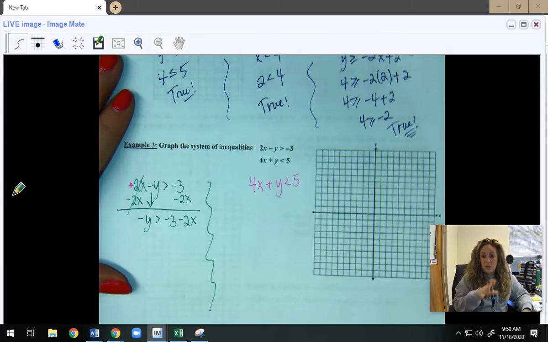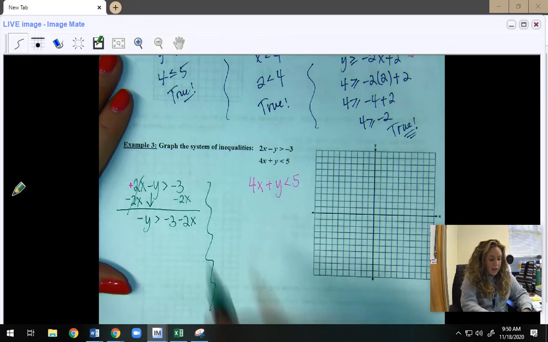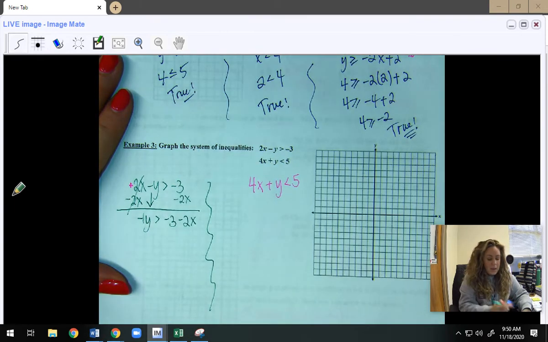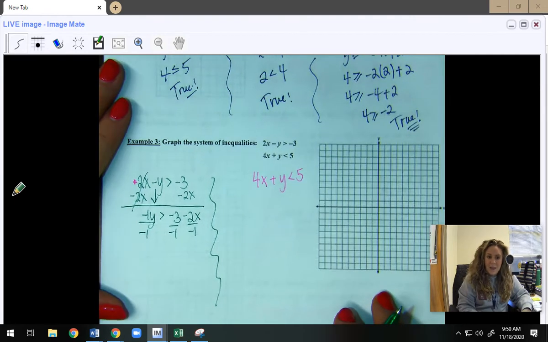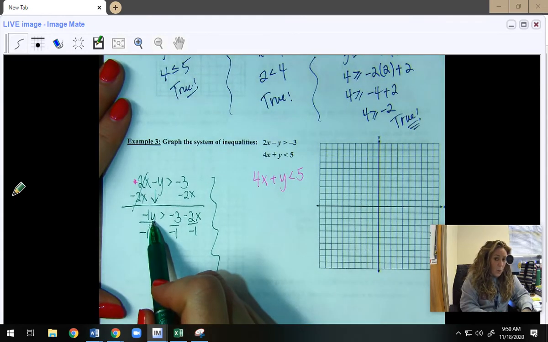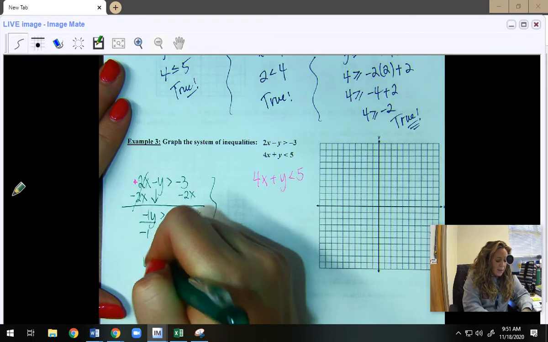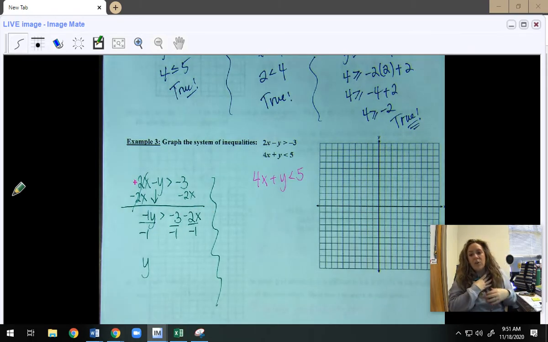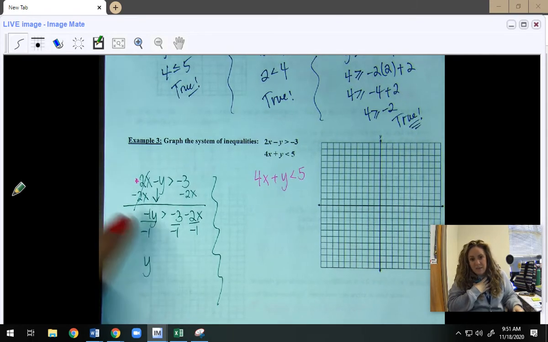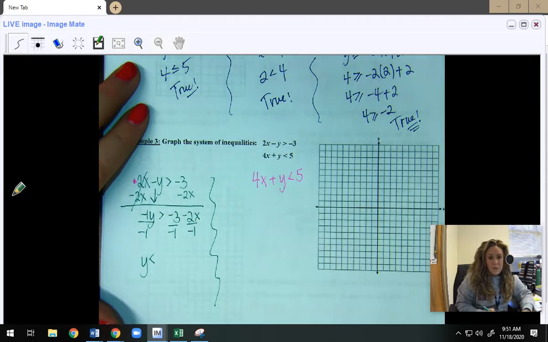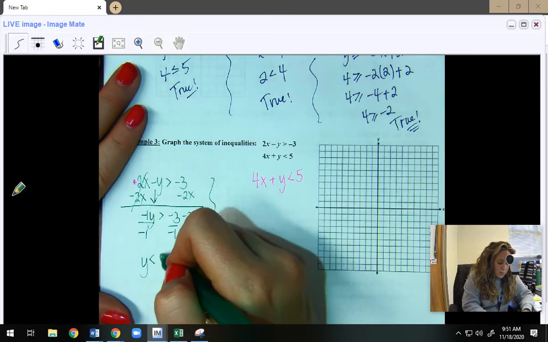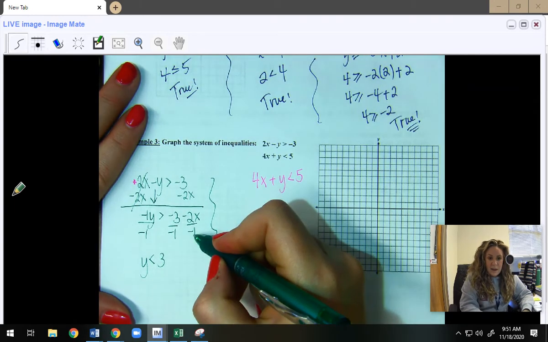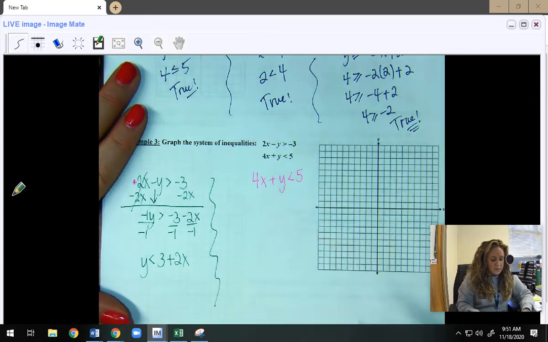Okay, still y is not by itself. I have a negative 1 hanging out in front of this thing. Got to get rid of it, so divide by negative 1 to everything. Okay, and then what am I left with? y. Oh my gosh, this is an inequality, and I just divided by a negative on my last step. That means I have to flip. So y is less than. Negative 3 divided by negative 1 is positive 3. Negative 2 divided by negative 1 is a positive 2x.